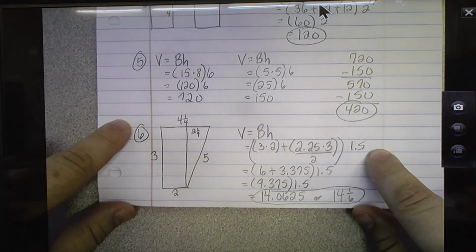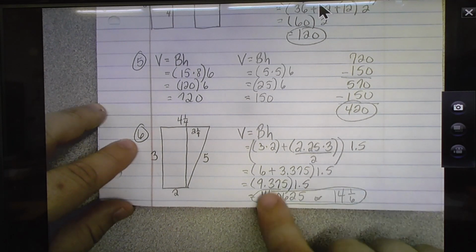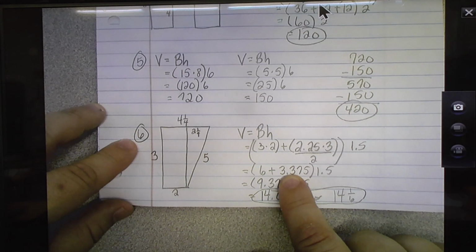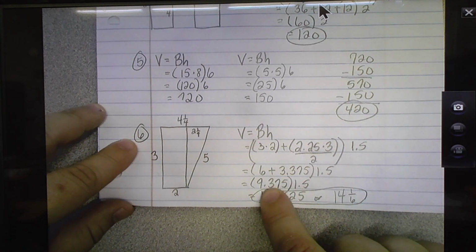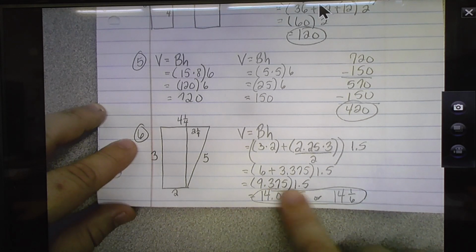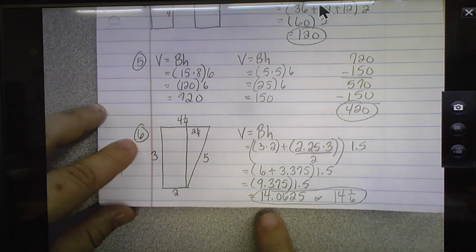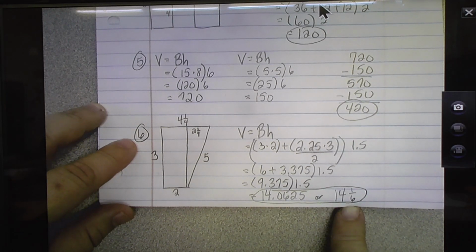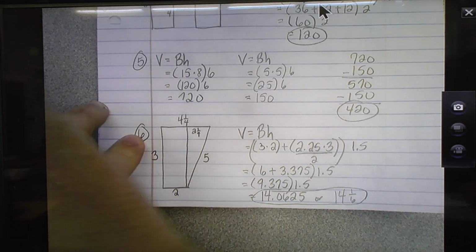So then I did my rectangle's area, which was 6. My triangle's area was 3.375. Add that together, the area of my base is 9.375. And then I multiplied times the height of the whole prism and got 14.0625. But if I would have left it as a fraction, I would have got 14 1/16. Forgot my 1.